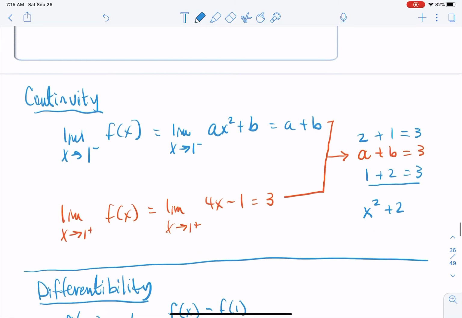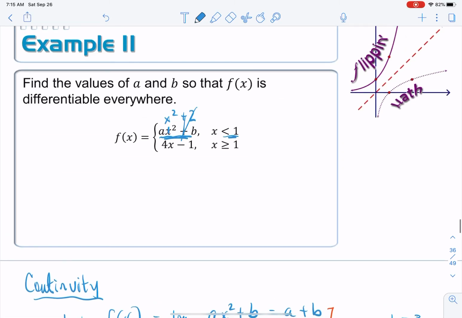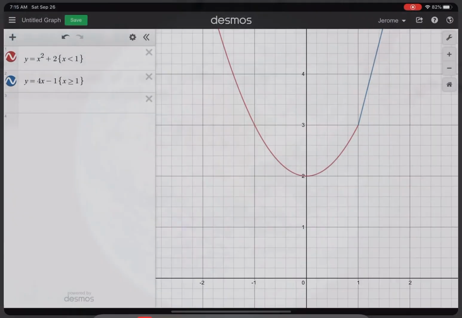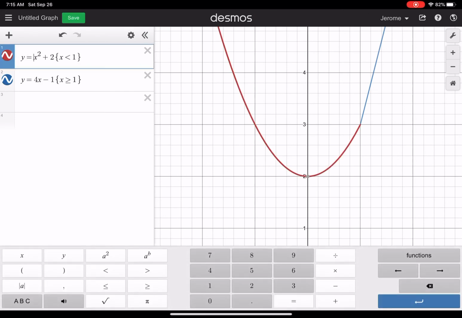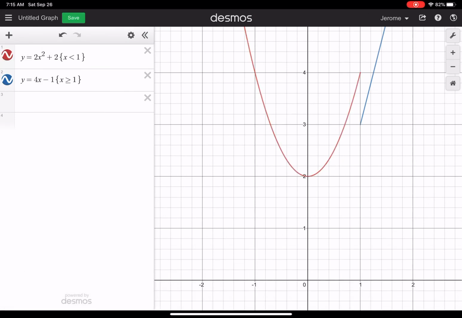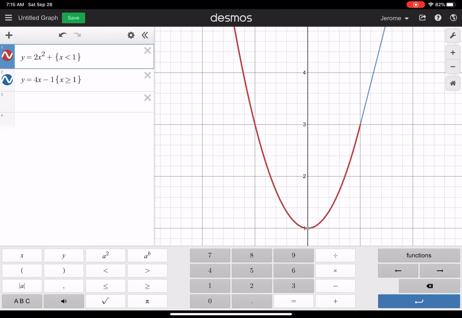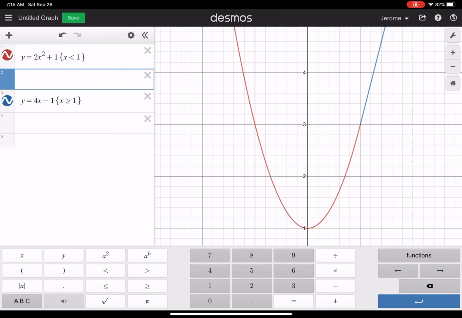Should be 3. So now let's go back up here to this function. Clean this thing up, it's looking like rubbish, and make this 2x squared plus 1. And I'll go back to Desmos. I'm going to fix this function, and let's see what happens. So I need to come back up here, put a 2, and then over here, make this thing a 1. Now let's look at our graph.